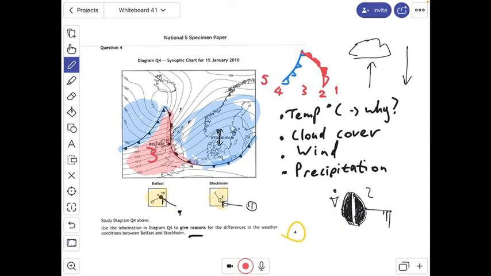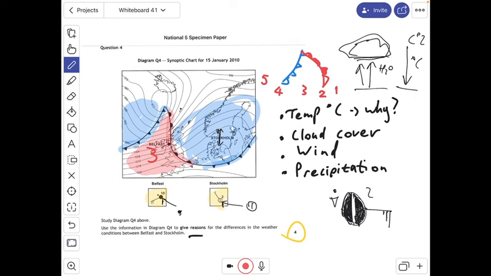When you think about high pressure, there's a lot of pressure on the ground because all these different gases, CO2, nitrous oxide, oxygen, are all pushing down. Whereas with low pressure, you've got H2O, the water vapour, like a kettle. When the water heats up, it's rising and condensing and forming clouds. So high and low pressure. So cloud cover: Stockholm's in high pressure because the isobars are further apart, therefore there's no clouds. Whereas Belfast is in the middle of a depression, a low pressure system, meaning there will be clouds.